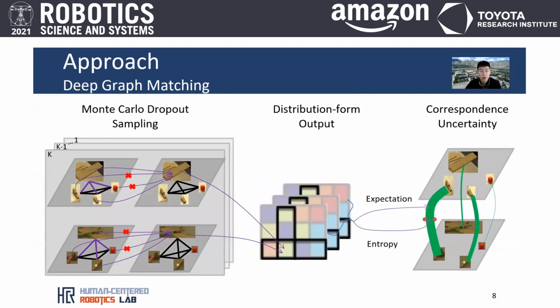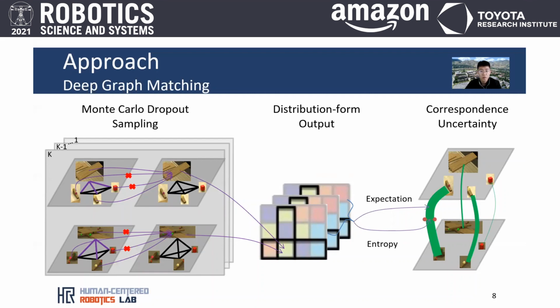Since uncertainty always exists in robot perception, we redesigned the deep graph matching network based on Monte Carlo dropout technique to quantify uncertainty in the identified correspondences. Specifically, we drop out part of the parameters between each pair of layers in the graph neural network, and then rerun this process k times to sample the distribution of network parameters.